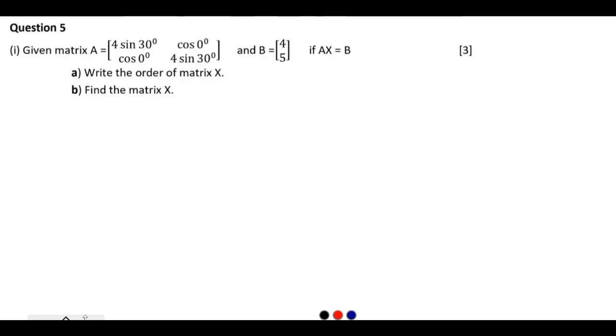Now we are doing question number 5, part 1. Matrices A and B are given. If AX is equal to B, write the order of matrix X. Find the matrix X.